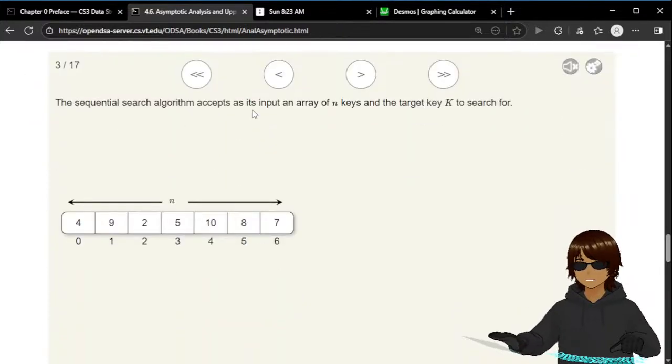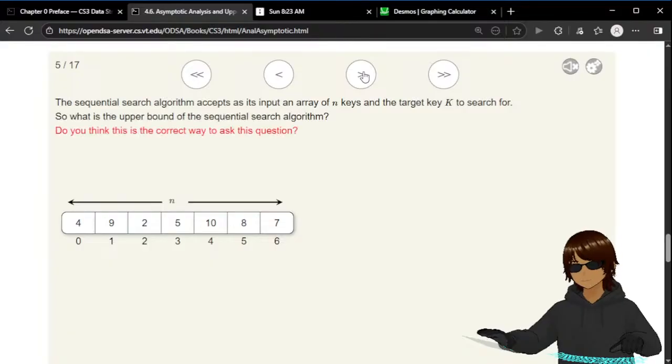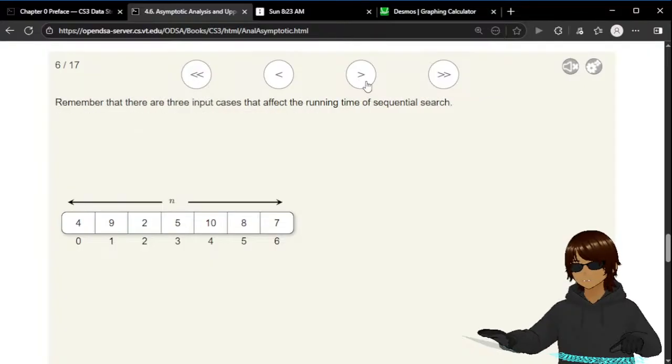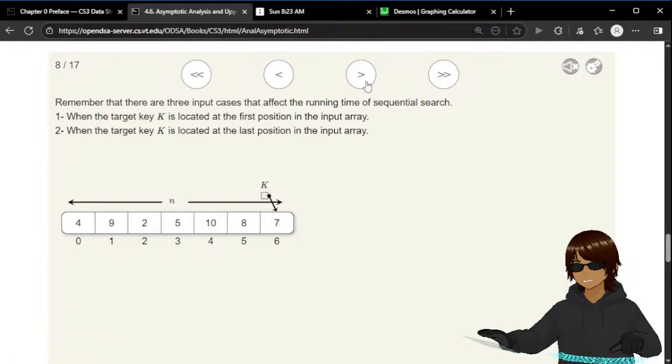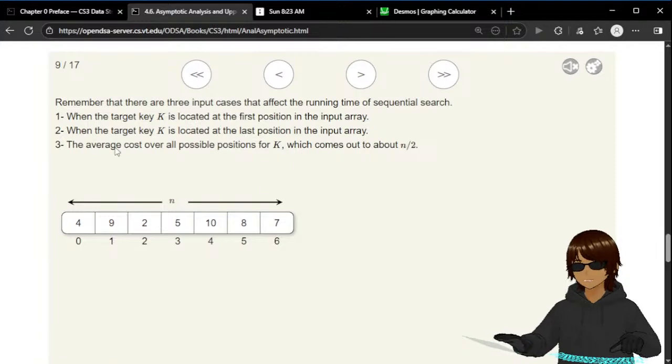The sequential search algorithm accepts as its input an array of n keys and the target key k to search for. The upper bound of the sequential search algorithm. Do you think this is the correct way to ask this question? With 3 inputs: when the target key k is located at the first position, when it is located at the last position, the average cost over all possible positions.